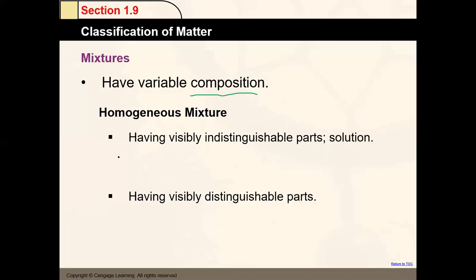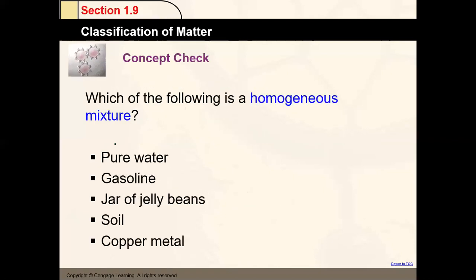Okay, so in the case of a homogeneous mixture, we have visible components, right? So in solution. Okay, so in this case, which one is a homogeneous mixture? Pure water? No, pure water is not a mixture because it's only H2O, right? Because it says pure water. What about tap water? What do you guys think about tap water? Well, tap water, remember, it has many salts inside, right? So I would say it will be a homogeneous mixture. But in this case, they're telling me pure water. So pure water is not.